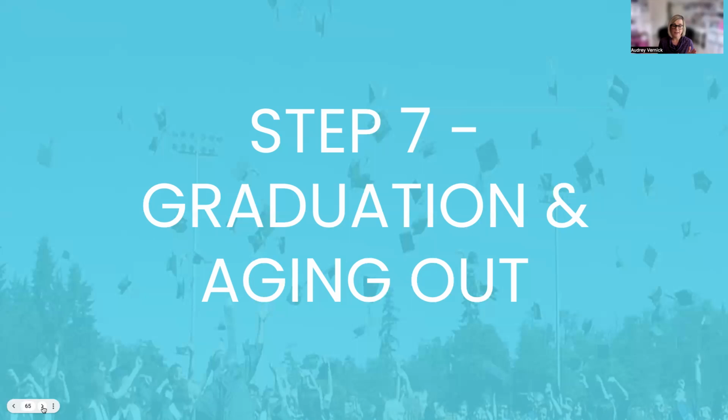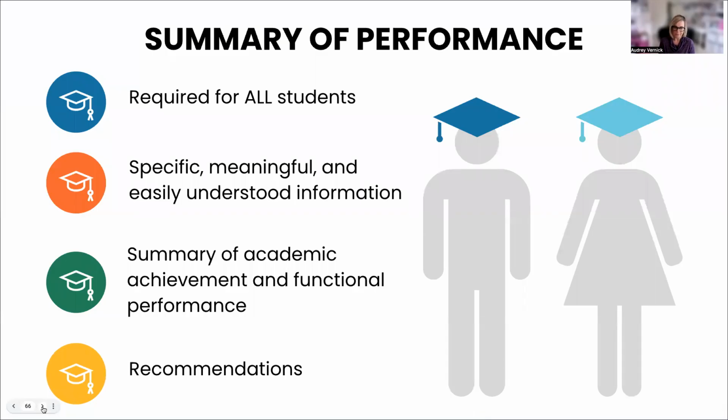The law says that the transition services must be focused on improving academic and functional achievement. So if the goals and services aren't successfully designed to address both, or only one was addressed, I often will see just academic or just functional, then you want to go back to the IEP team, or you want to consult with a special education advocate or attorney. That summary of performance is required for students exiting high school with a regular diploma or aging out. It has to be specific, meaningful, and easily understood. It should include a summary of their academic achievement, their functional performance, and it must include recommendations. Not every school does this well.